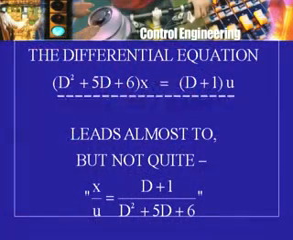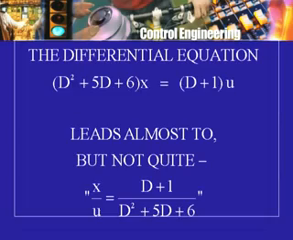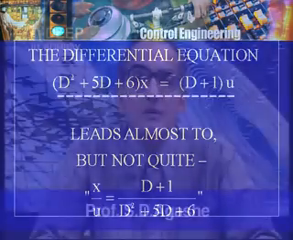Let us look at our second order example once again. We have the differential equation which describes a system. The differential equation is (D squared plus 5D plus 6) operating on x equals (D plus 1) operating on u. U is the input and x is the response.